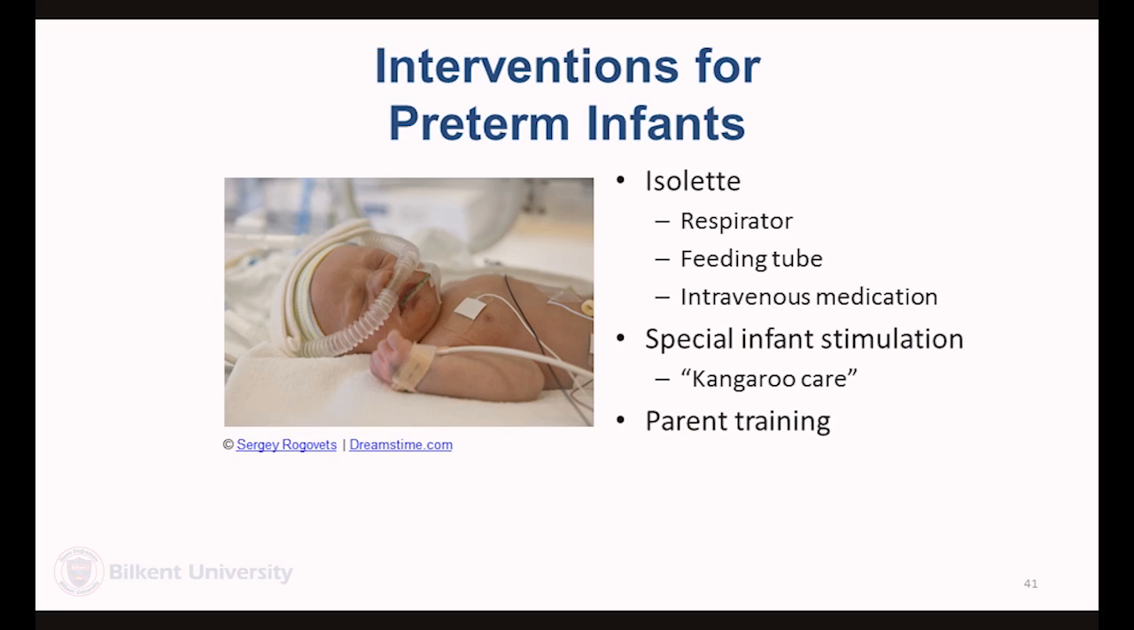What are interventions for preterm infants? Well, they may be put in an isolette, and they might be using a respirator, there might be a feeding tube attached, and they may be getting intravenous medication. There's something called special infant stimulation or kangaroo care, where the infant is taken out of this isolette and put on the mother's and the father's chest so that they can actually feel that stimulation, the warmth of the skin, and hear the heartbeat. Because that's what they were hearing inside the womb, right? It was a very loud, booming heartbeat of the mother, which kind of calms them down.